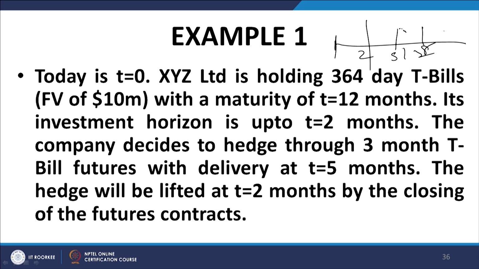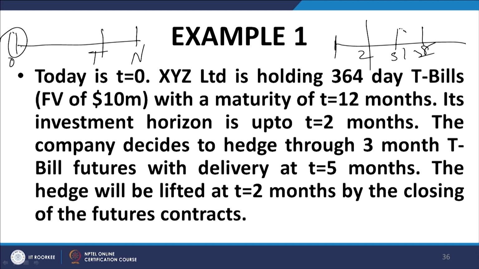Now, please note one thing. When we talk about futures, T-bill futures or other interest rate futures, there are 2 time points. One is the point at which we take the position in the futures contract. This is t equal to 0. This is the time point at which the futures mature for delivery, and this is the time point at which the instrument matures for payment.